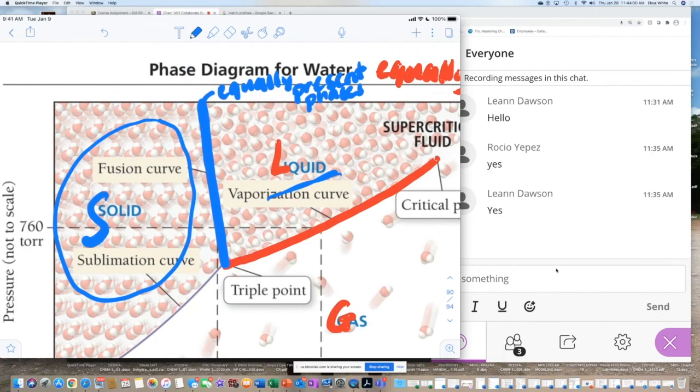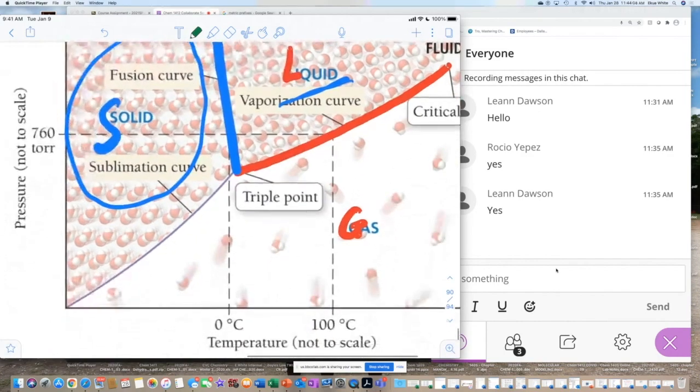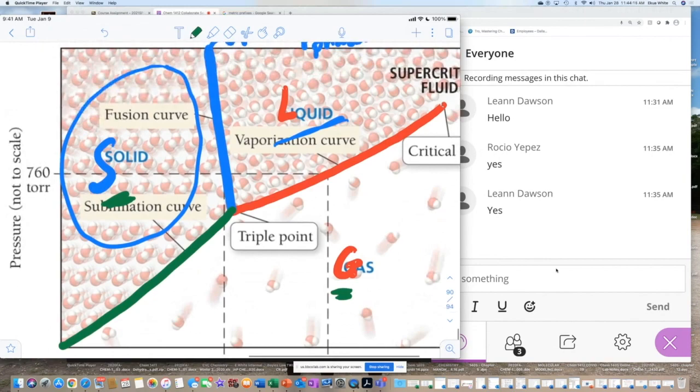I'm going to step back and talk about what the conditions are, and then I'll use the green color for this last part. This curve separates the solid from the gas. Oh, I forgot to mention, the blue one is called the fusion curve. Remember we mentioned the delta H of fusion before. Fusion in the thermodynamic world just means either melting or freezing.